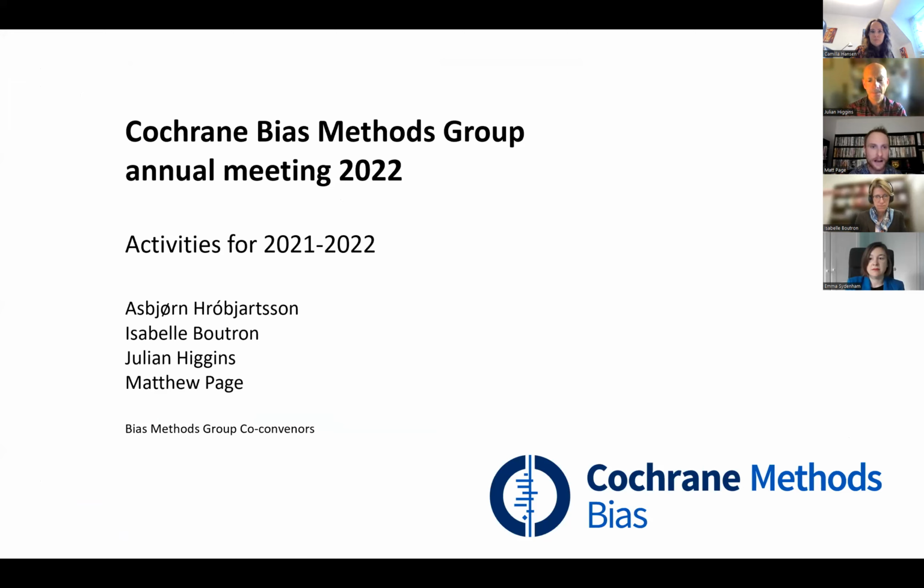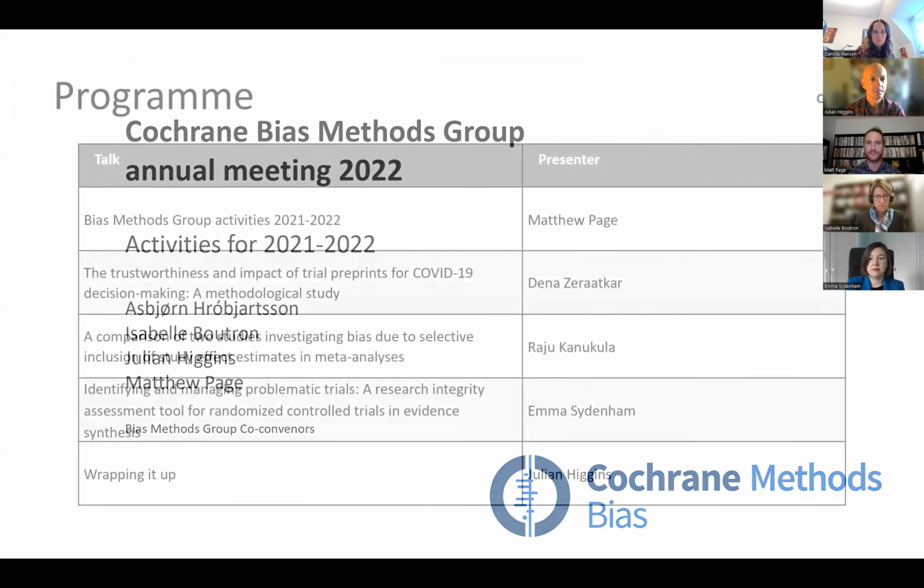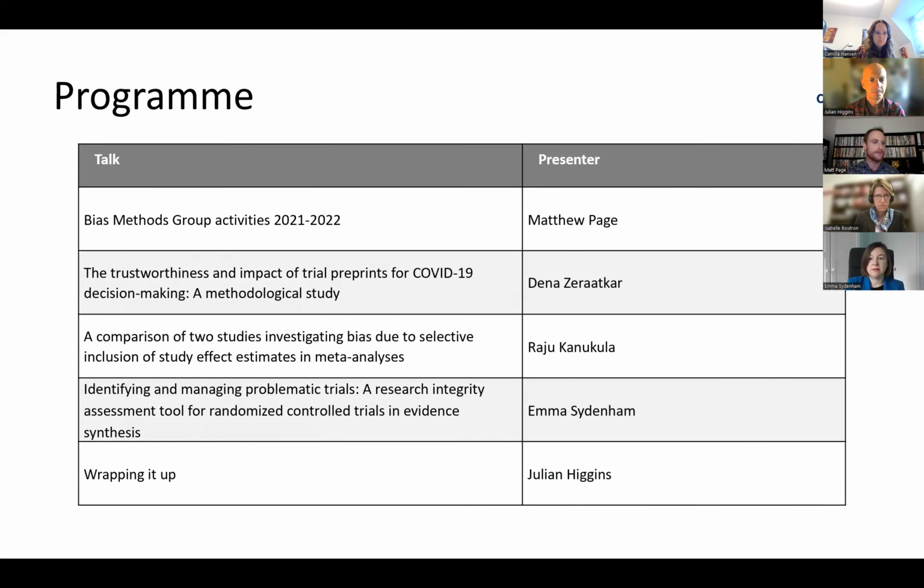What I'll do in this session is just give a brief overview of the activities of the Bias Methods Group over the last year. And then we have three speakers, each giving a 10-minute presentation with 5 minutes for question and answer, and then wrapping up from Julian at the end.